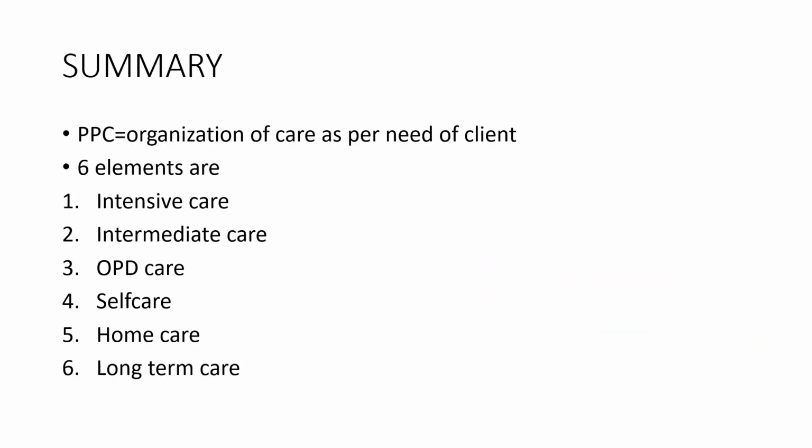To summarize this topic, progressive patient care is nothing but organization of care as per the need of the patient, and there are six core elements, namely intensive care, intermediate care, OPD care, self-care, home care and long-term care.